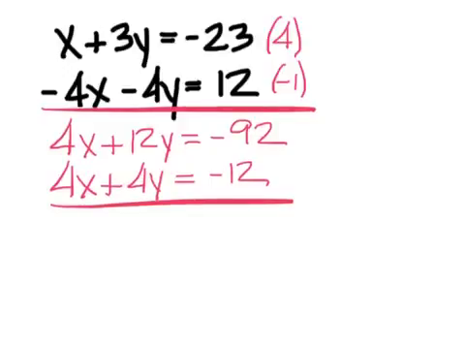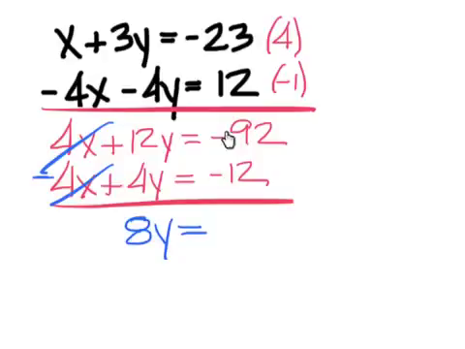What is the operation I have to use next? Add, subtract, multiply, divide. What am I going to do to the two equations? Subtract is right. When I subtract, what happens to these two here? They cancel out. 12 minus 4 is going to give me what? 8. So I have 8y.